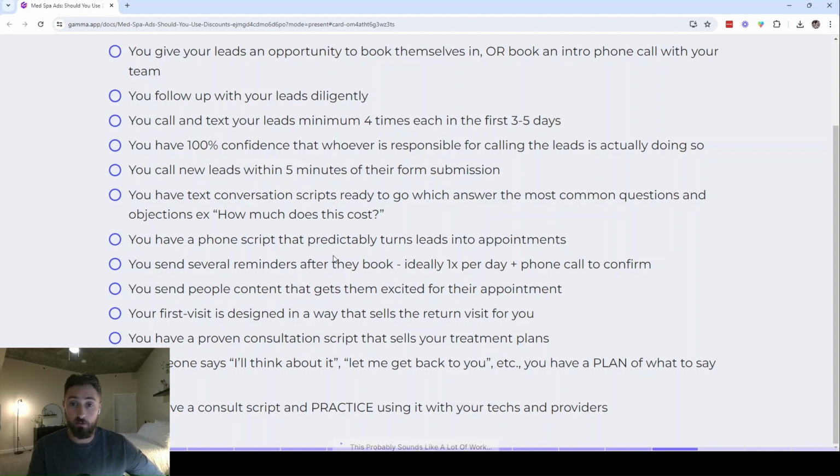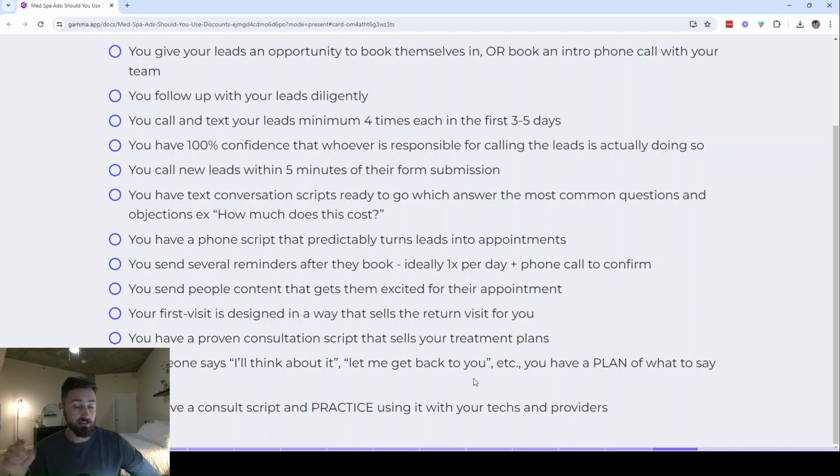You send several reminders after they book, ideally one time per day up until their appointment. And then you also call them the day before to confirm their appointment. You send people content that gets them excited for their appointment. Your first visit is designed in a way that sells the return visit for you. You have a proven consultation script that sells your treatment plans.